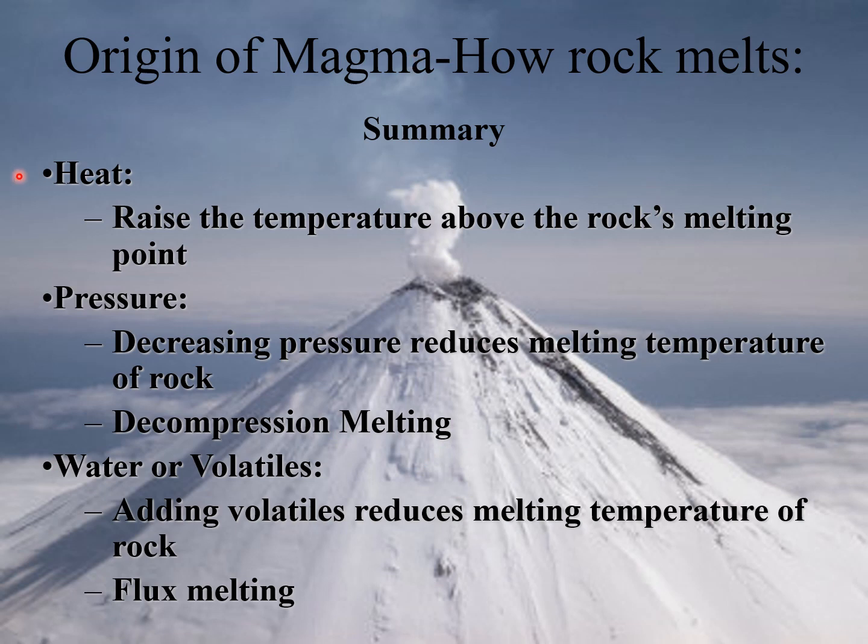So in summary, heat raises the temperature above the rock's melting point. Pressure decreases the melting temperature of a rock. And when that happens, we call that decompression melting. And then water and volatiles reduce the melting temperature of the rock, and we call that flux melting.